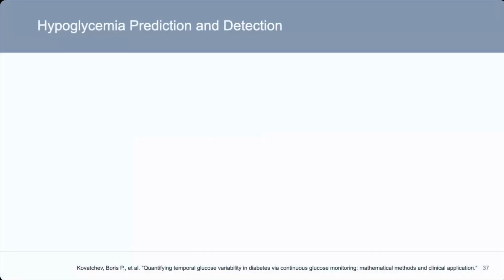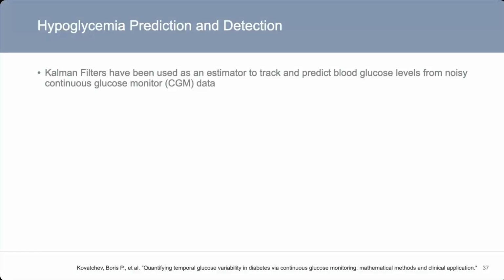After discussing 4 inference tasks and 3 types of TPMs, I want to close the discussion by describing 2 possible applications of what we have studied so far. Kalman filters have been used as an estimator to track and predict blood glucose levels from noisy continuous glucose monitor data.